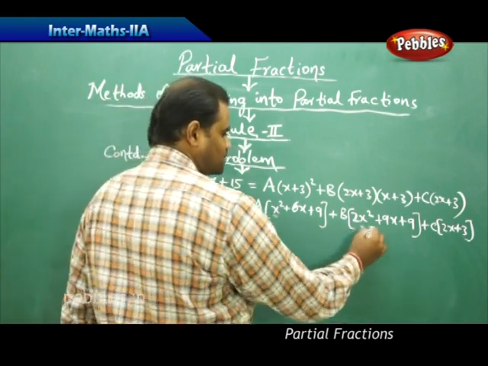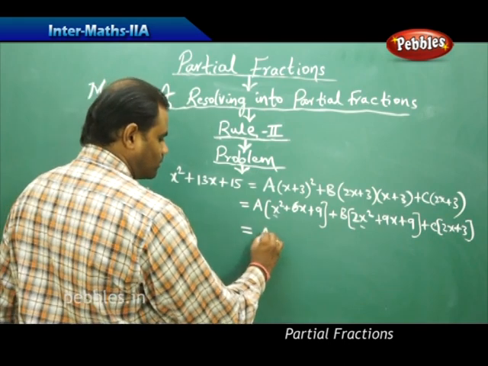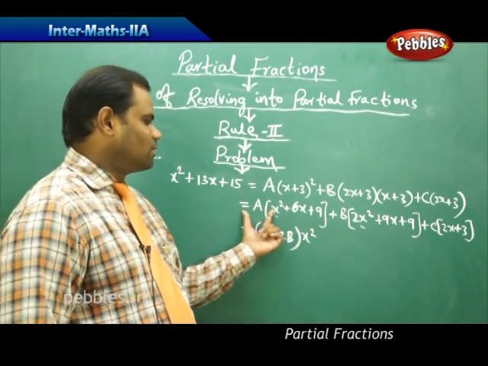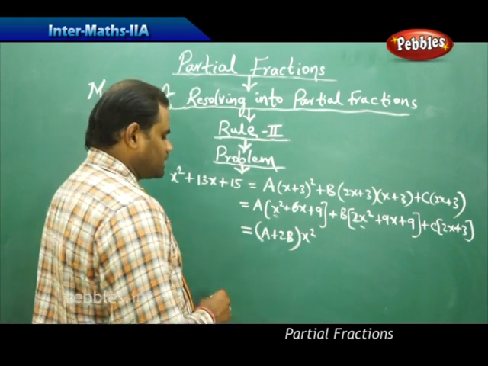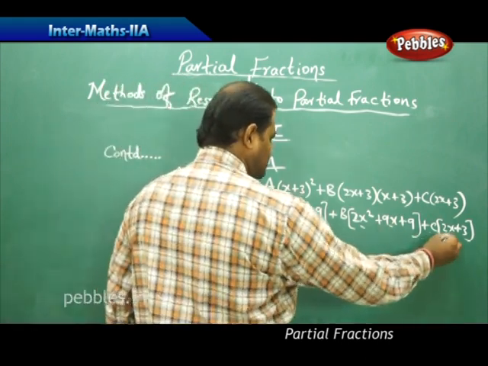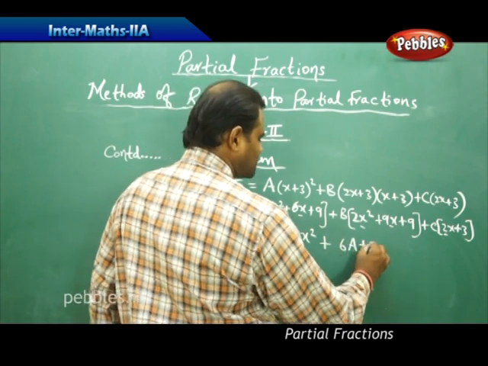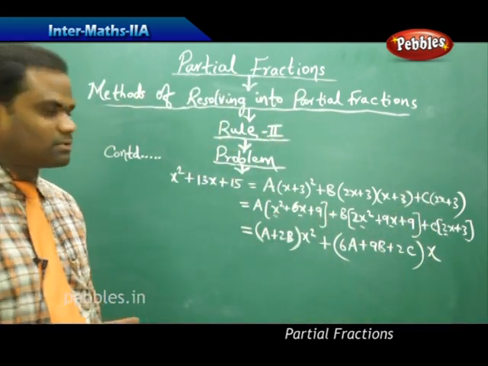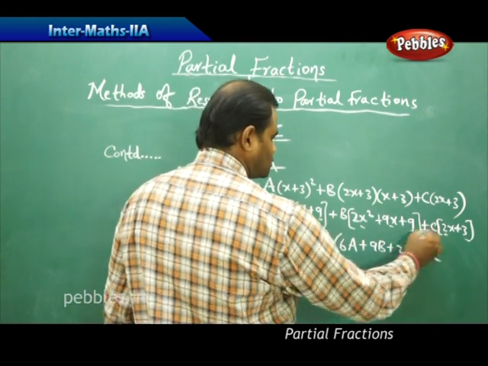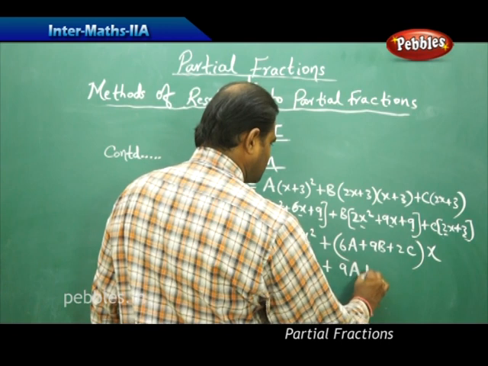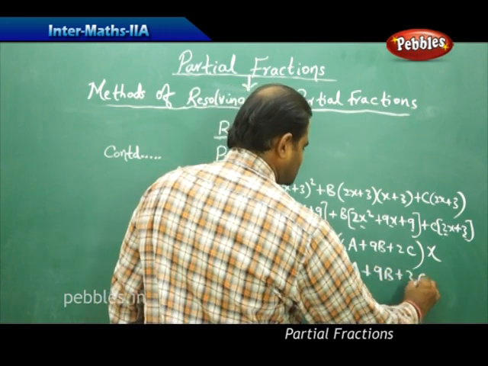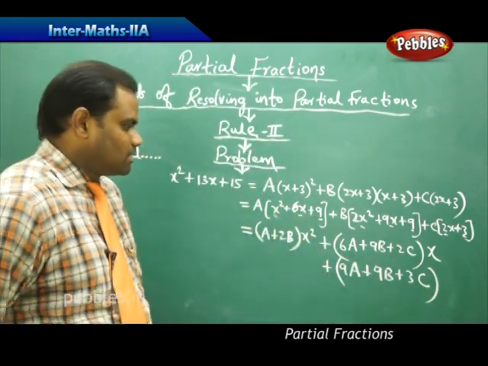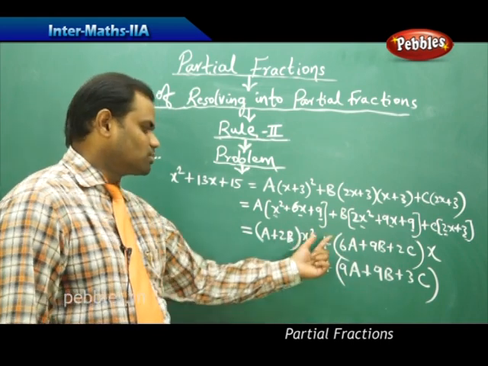Therefore, all the x squared terms which are available here, I just take in the form (a plus 2b) times x squared. Similarly, I take next all the x terms, which gives me (6a plus 9b plus 2c) times x. Then coming to the constants, I get 9a plus 9b plus 3c, which comes as the constant. So these are the terms which I get when I split them according to x squared, x and constants.